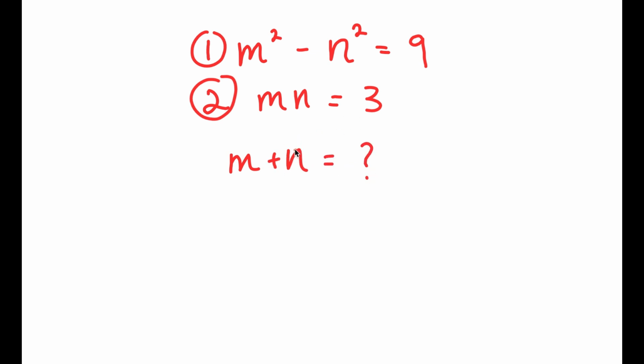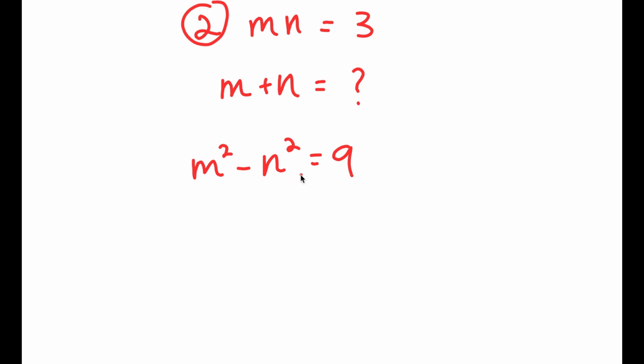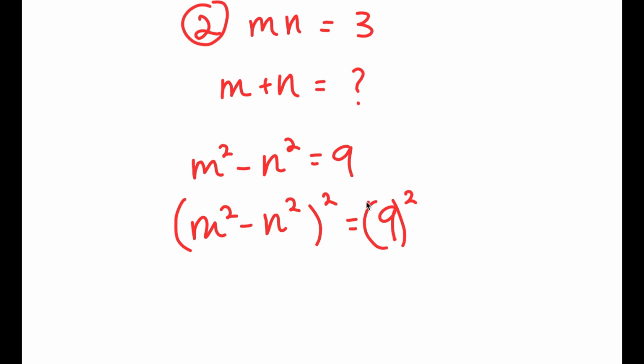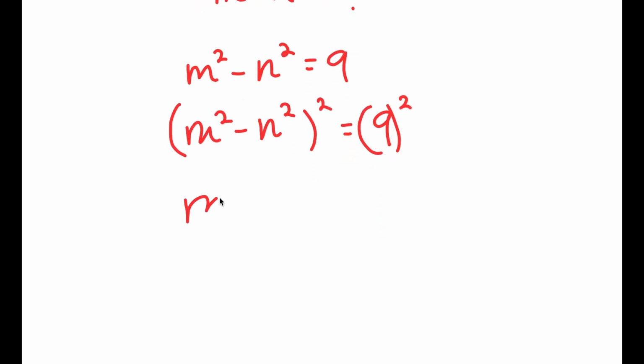So how am I going to do this? Well, I'm going to first focus on my first equation, m squared minus n squared is equal to 9. And what I'm going to do is I'm going to take the square of both sides. So now I have (m squared minus n squared) squared is equal to 9 squared. Now this turns into m to the power of 4 plus n to the power of 4 minus 2 times m squared times n squared is equal to 81.